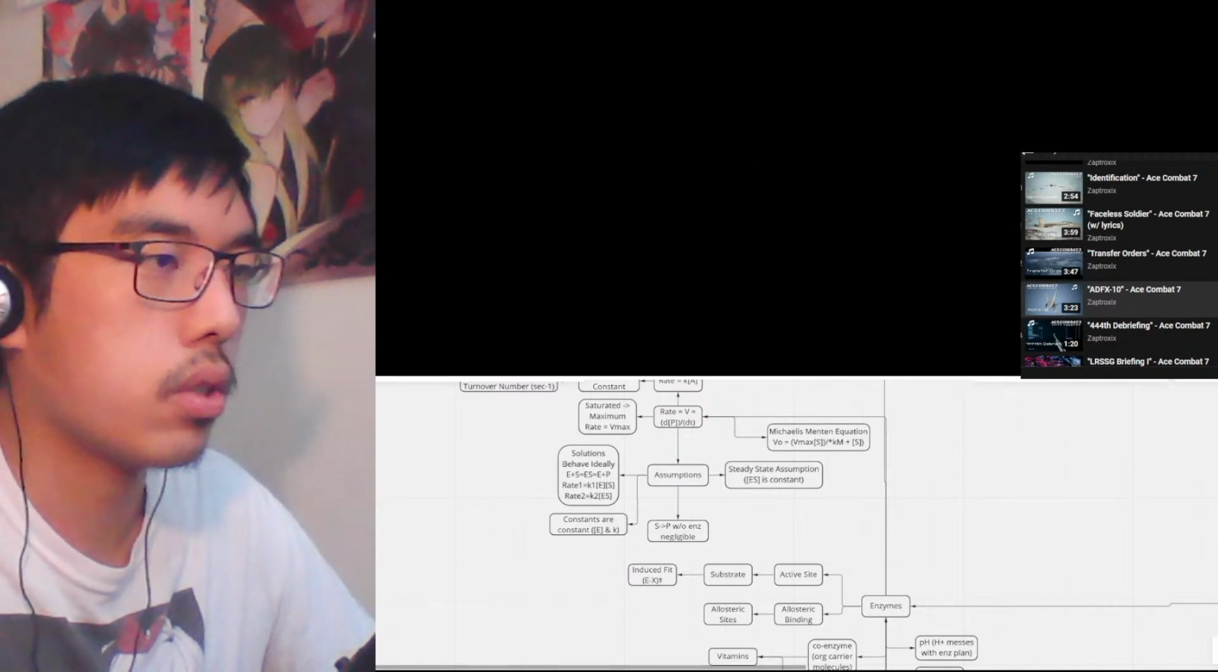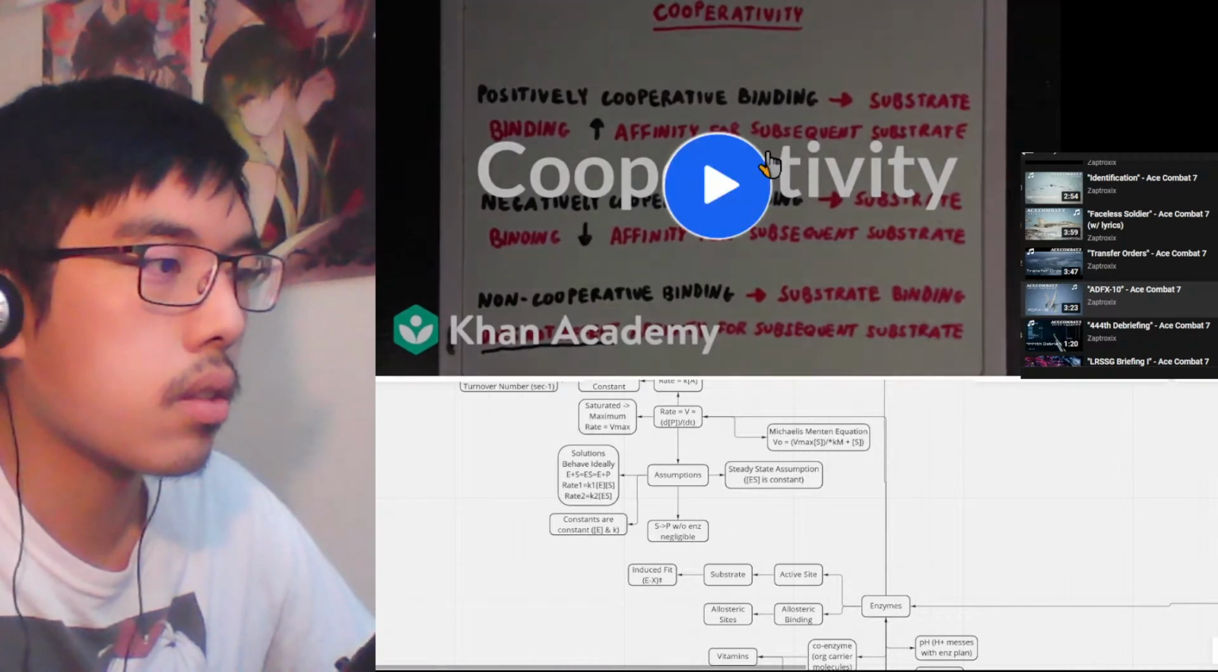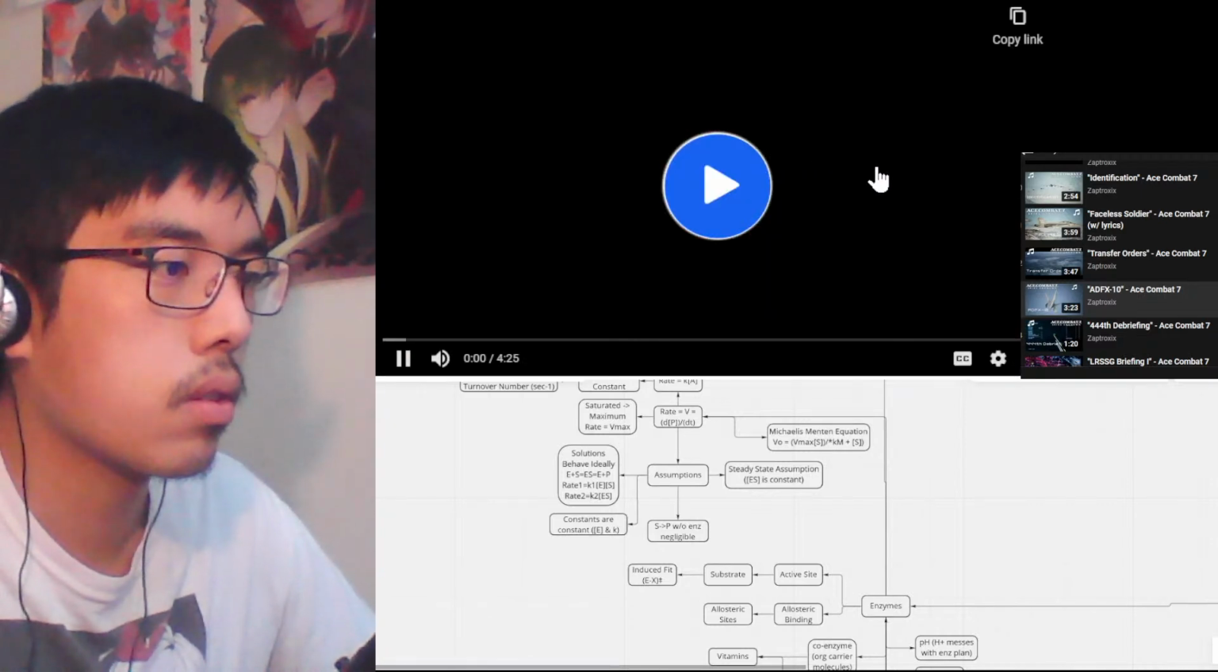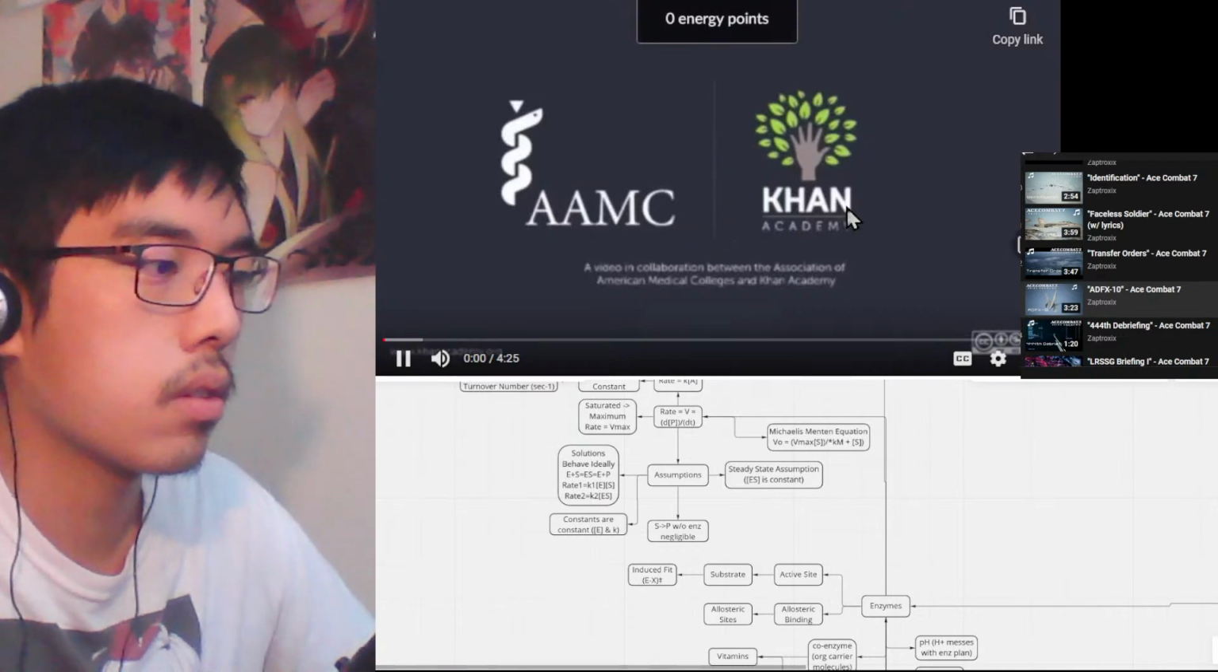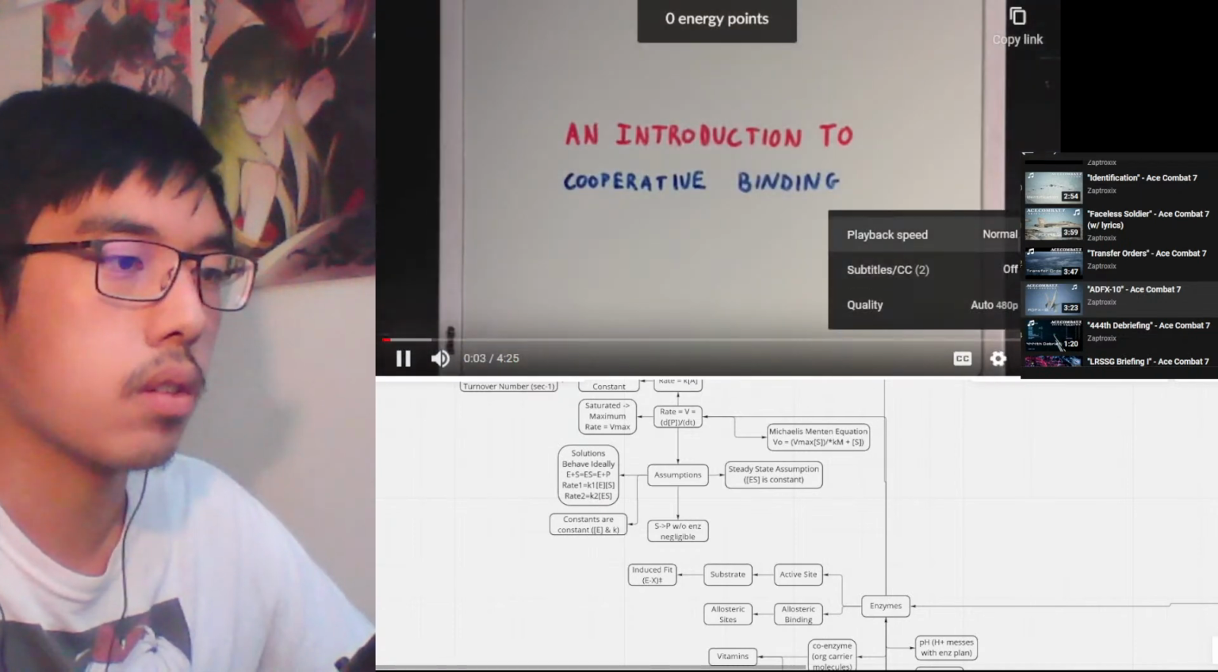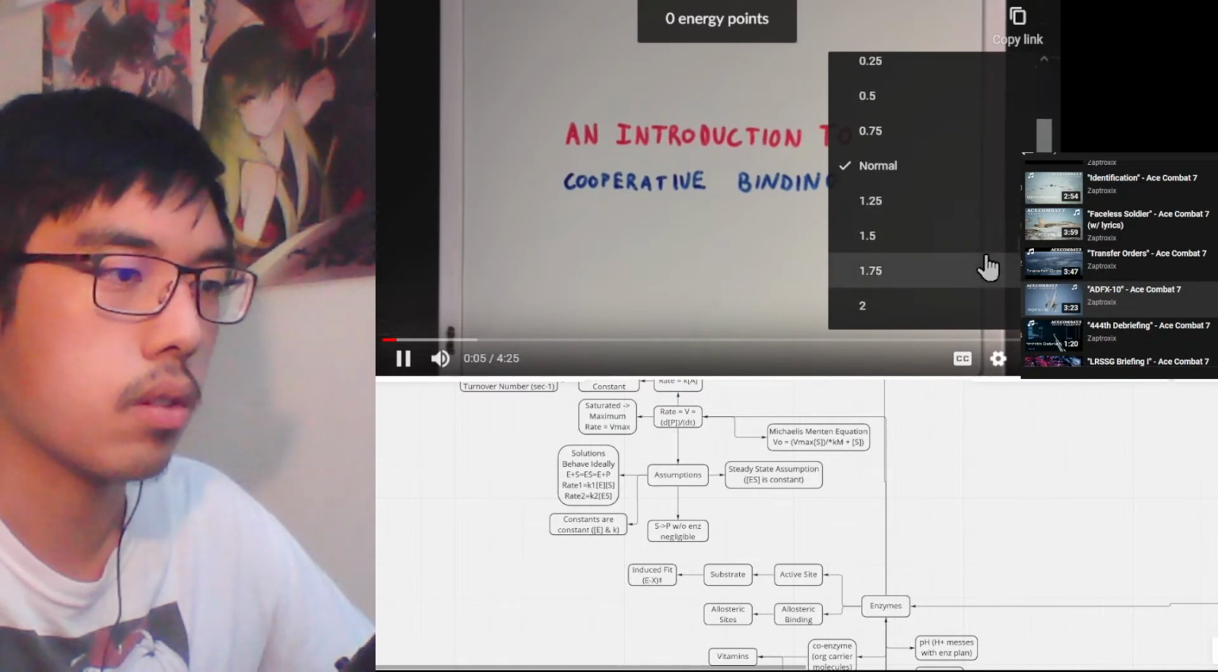All right, cooperativity. Let's go. So we're going to talk about cooperative binding, which is a very interesting topic when discussing enzyme kinetics.